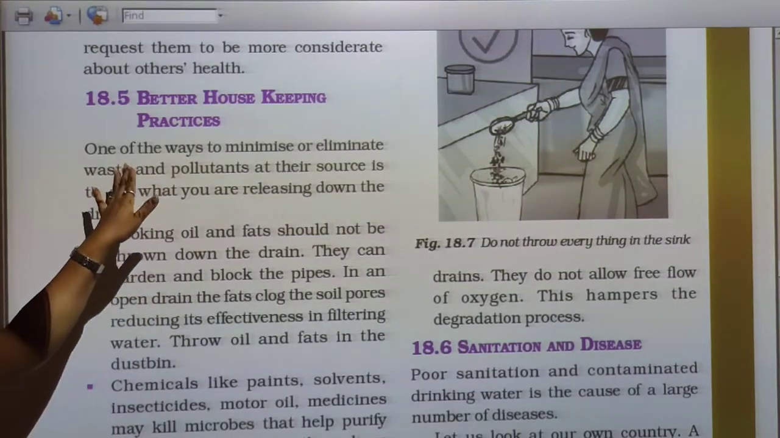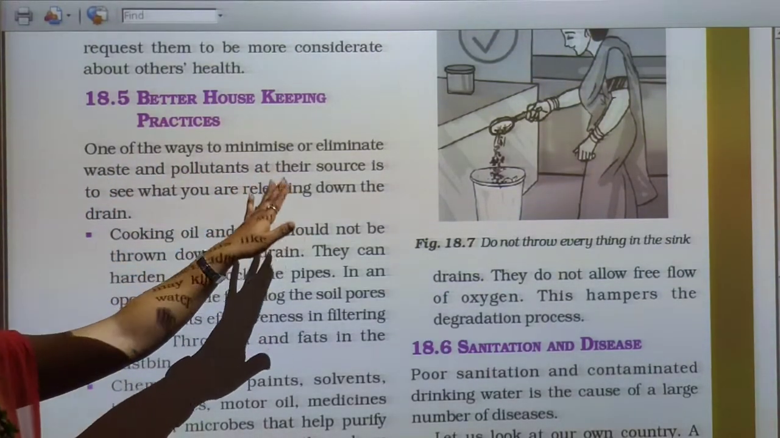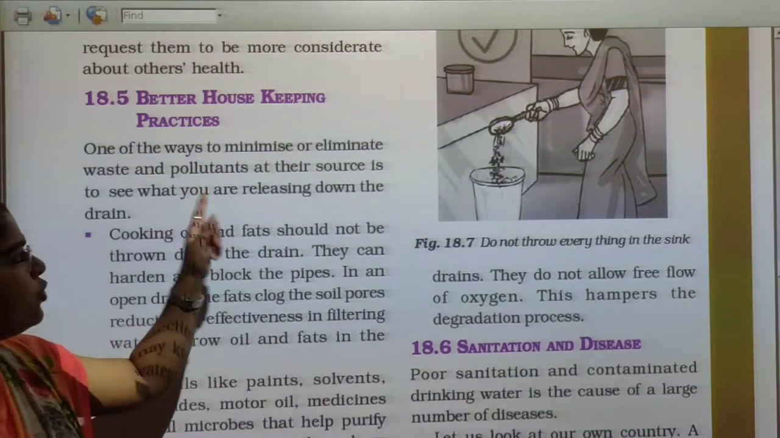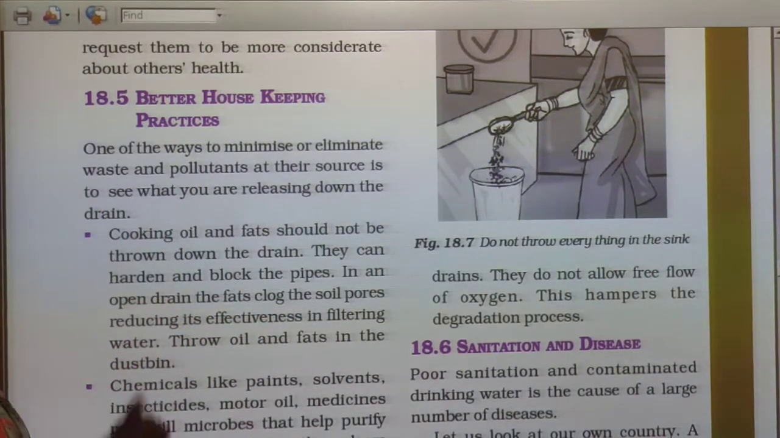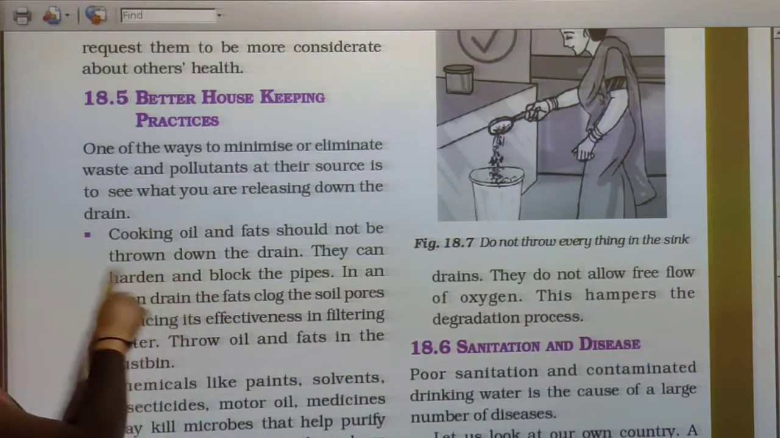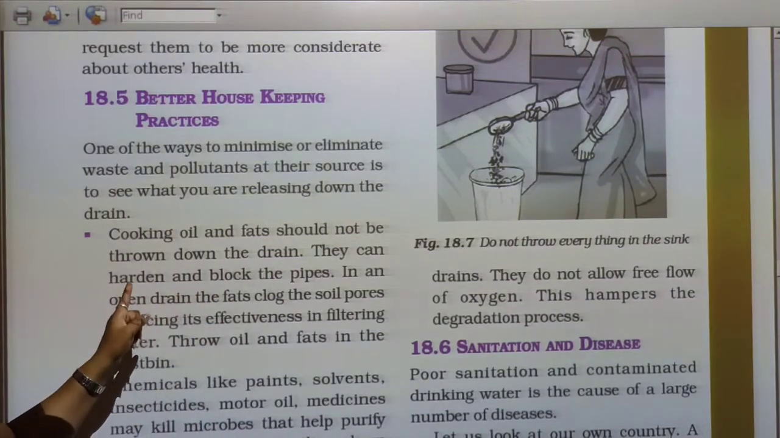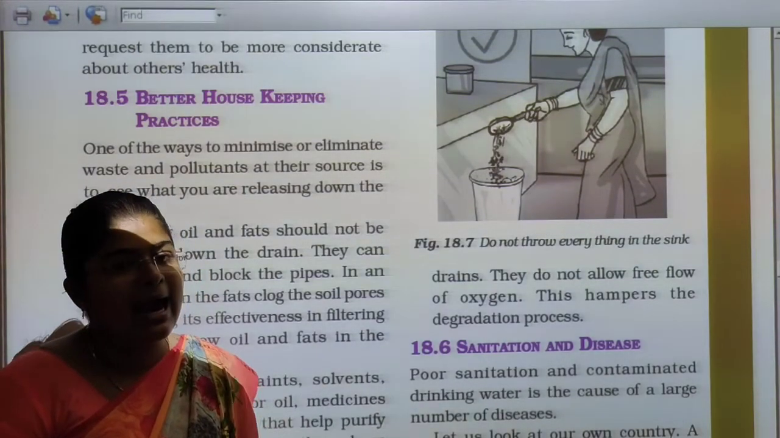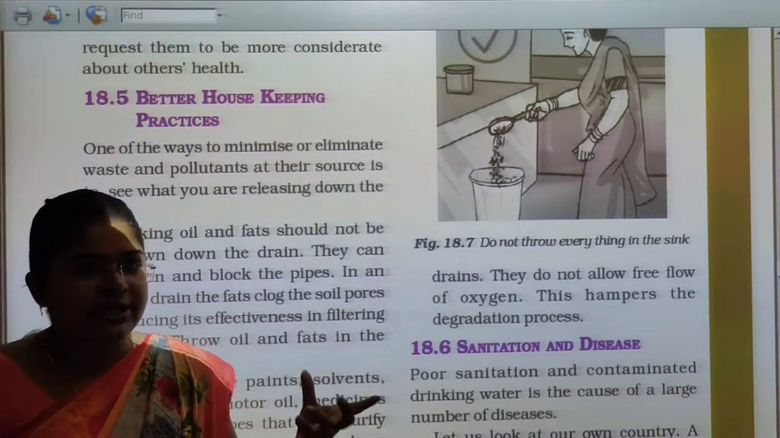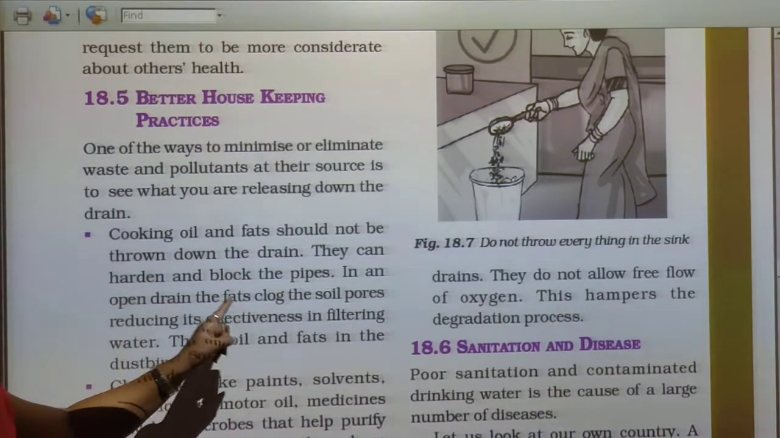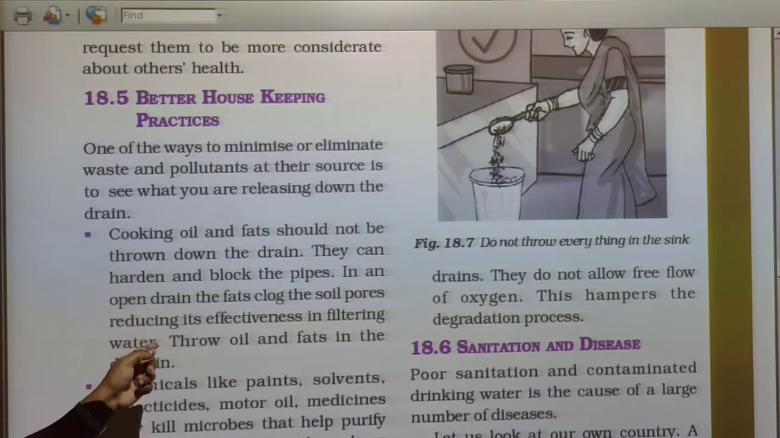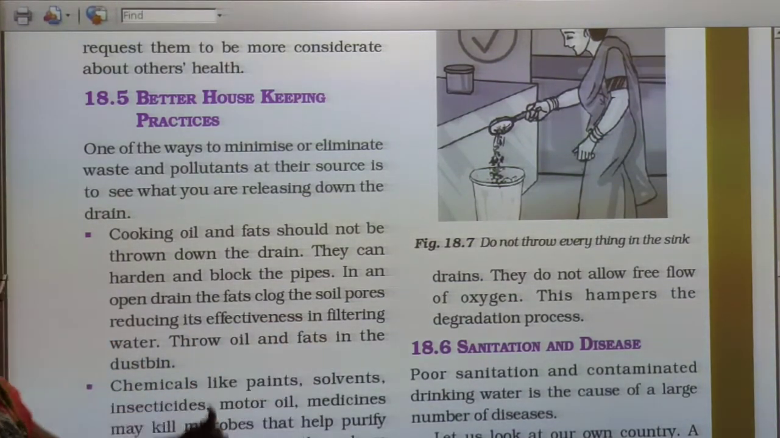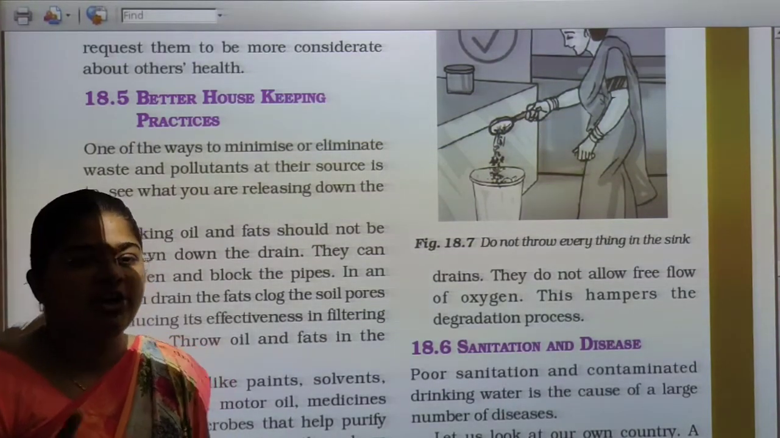So first, one of the ways to minimize or eliminate waste and pollutants at their source is to see what you are releasing down the way. First, cooking oil and fat should not be thrown down the drain. They can harden and block the pipes. Students, cooking oil and fats are very hard and sometimes block the drains. In an open drain, the fats clog the soil pores, reducing its effectiveness in filtering water. So throw oil and fats in the dustbin. Do not throw them in a drain.